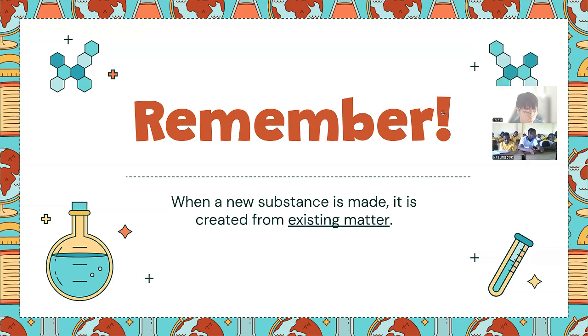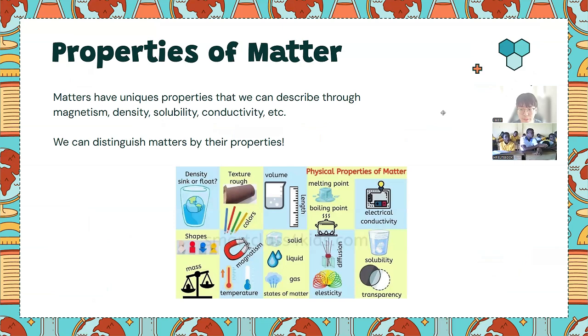And now, moving on to the properties of matter, this gets into the second video that we watched. And matter has unique properties that we can describe through properties like magnetism, density, solubility, conductivity, and more. And there are a lot of different properties of matter that we didn't get to today. We will only talk about three properties, which are magnetism, density, and solubility.